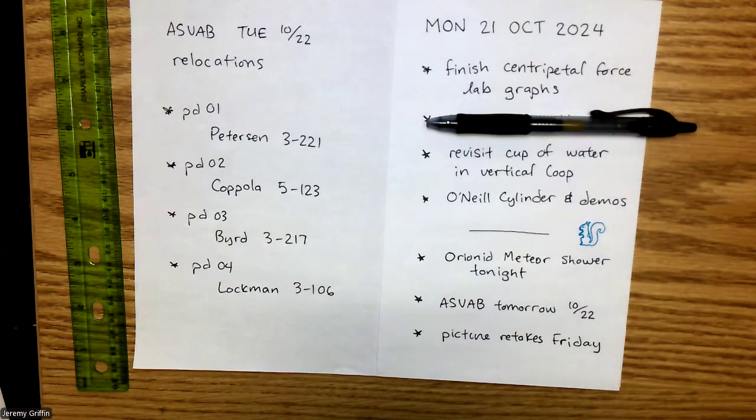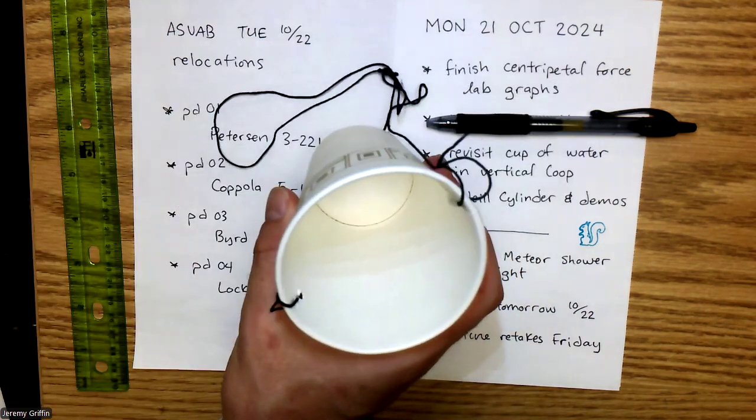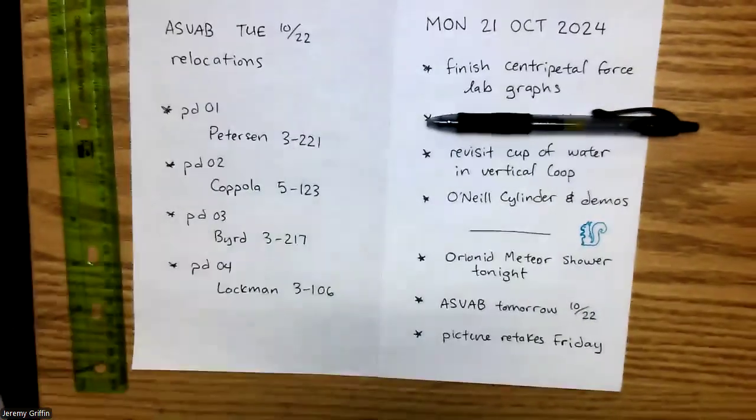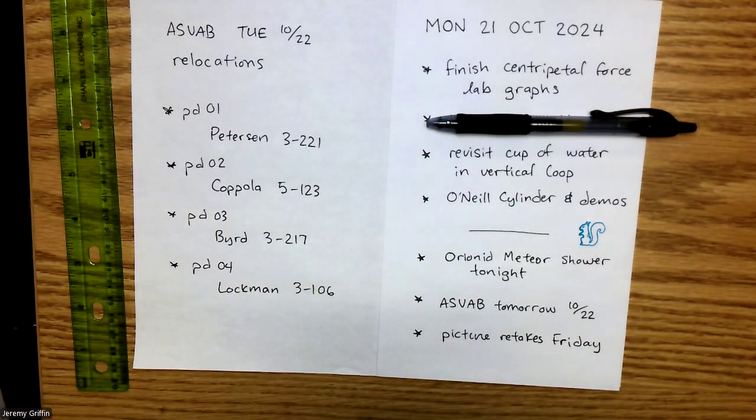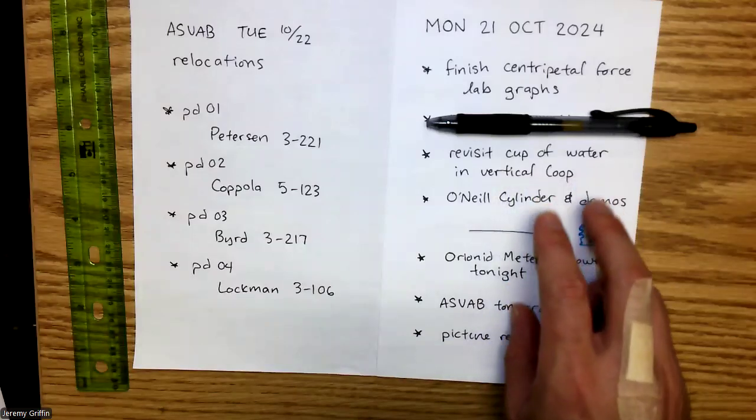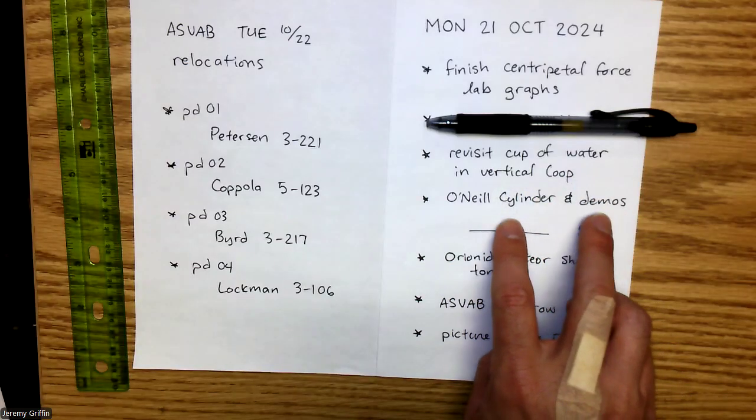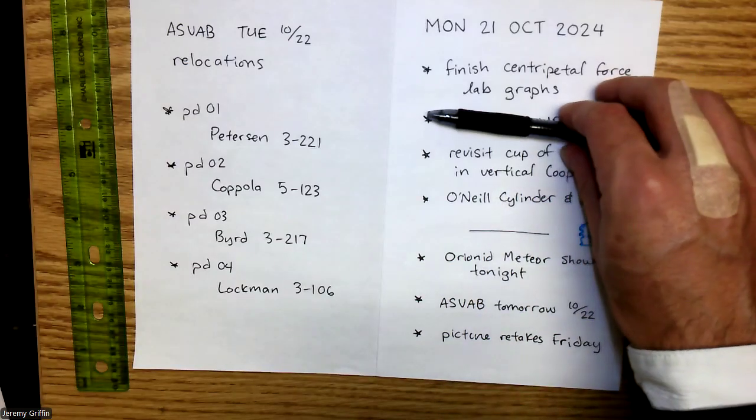So one of the questions I threw at you guys before you started this last lab was, if I put some water in this cup and I whirl it in a vertical circle, the water stayed in the cup. So how was that? And what would be the minimum speed to make sure it stayed in the cup? We'll go back and revisit that. I have some other demos I want to do with you guys, but we'll see how much time we have.